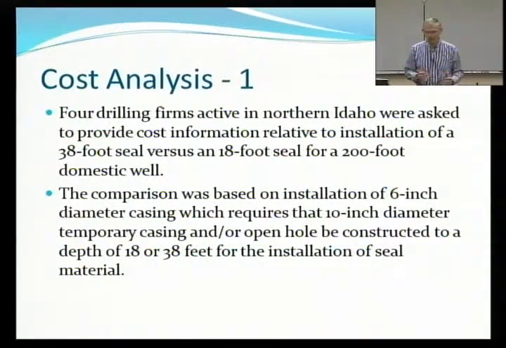And the domestic well, the way it would be constructed is that you would construct a 10-inch diameter hole, generally drilling and driving casing down to the seal depth of either 18 feet or 38 feet, and then go ahead and complete the well with 6-inch diameter casing on down to the full depth. And then the final step of well construction would be that you would install seal material around the 6-inch casing as you remove the temporary 10-inch casing.